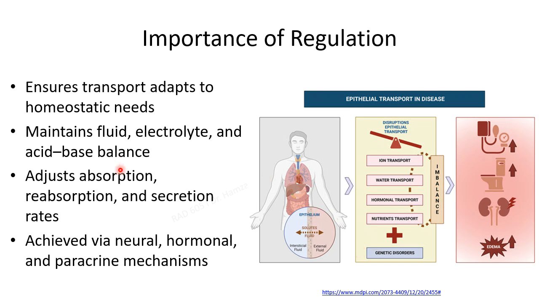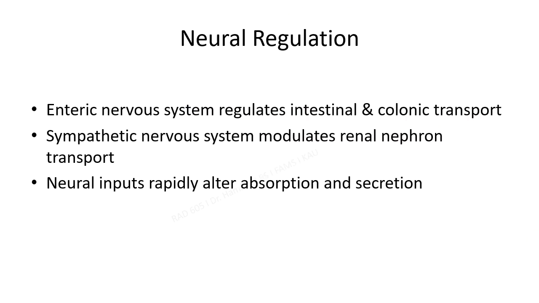So, the neural regulation. For example, the enteric nervous system regulates intestinal and colonic transport. There are local circuits that regulate the gut, while the renal epithelia respond to sympathetic signals to conserve water and electrolytes. So the sympathetic nervous system modulates renal nephron transport. These neural inputs rapidly alter absorption and secretion.